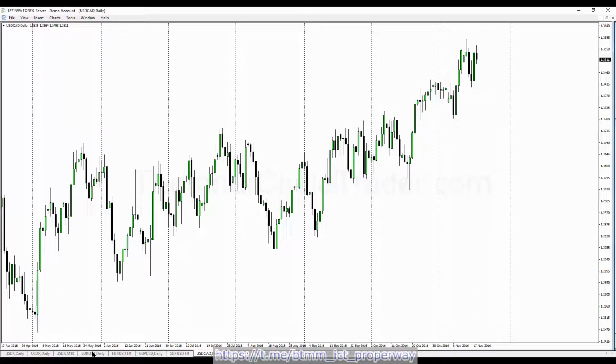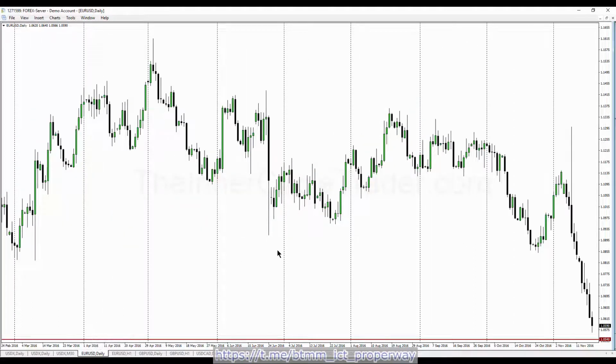Let's take a look at the euro. This is going to be the opposite. We're going to see a high form the first week of September. There we are. And then it sells off again the last week of September. And there you go. It rolls over.